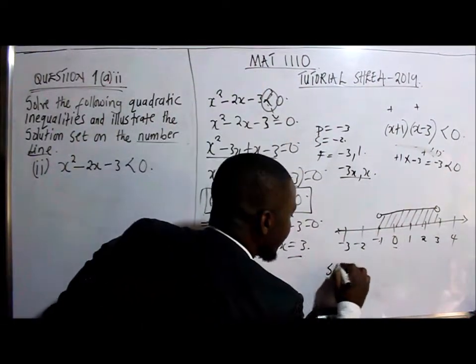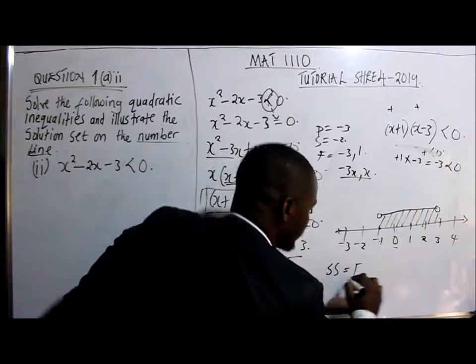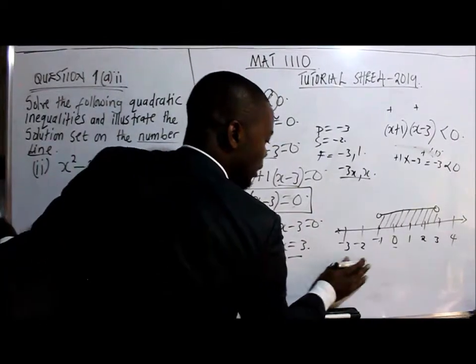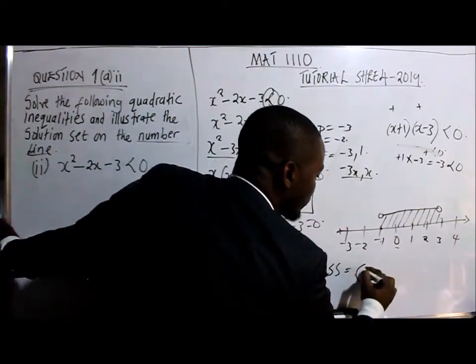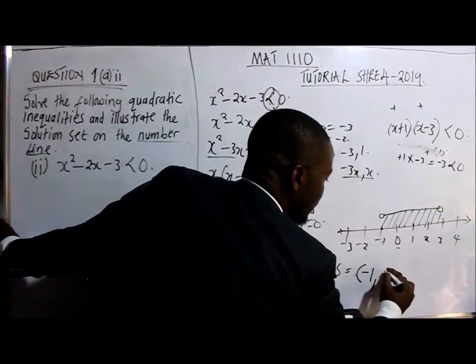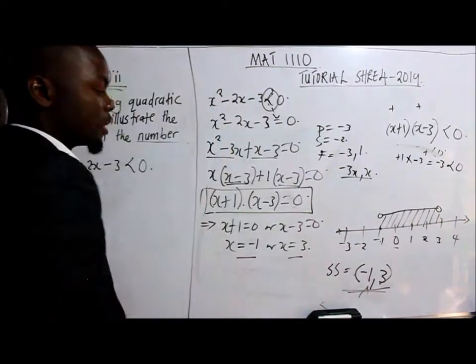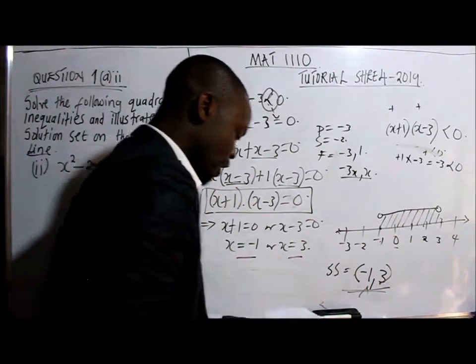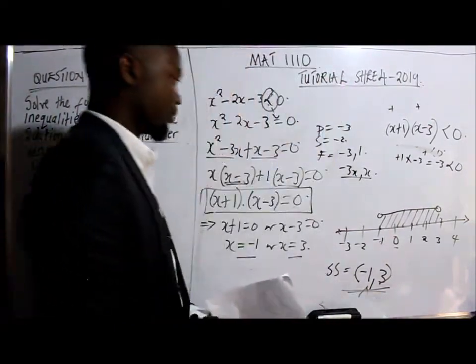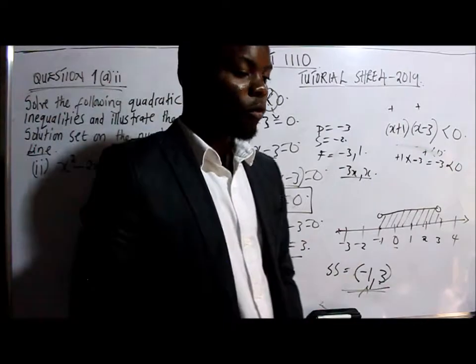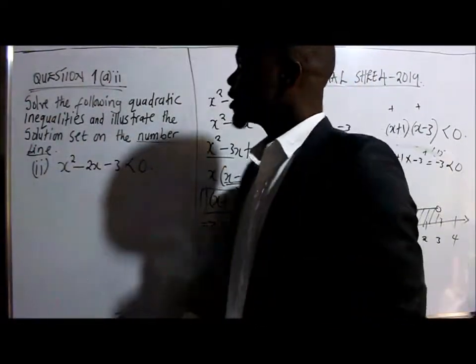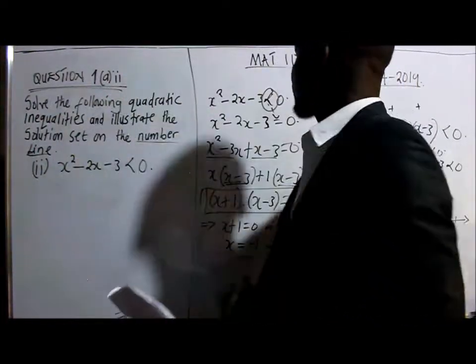So the solution set is the open interval from negative 1 to positive 3. This is our solution set. Open interval from negative 1 to positive 3. So in this video, we have discussed question 1A, 2 to be specific, of draw sheet 4, 2019.